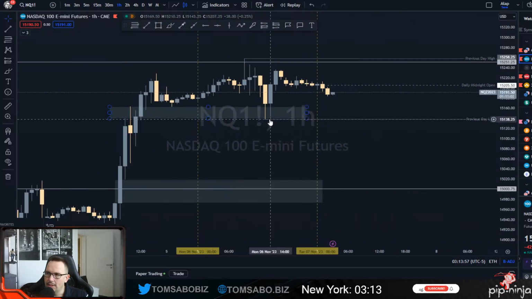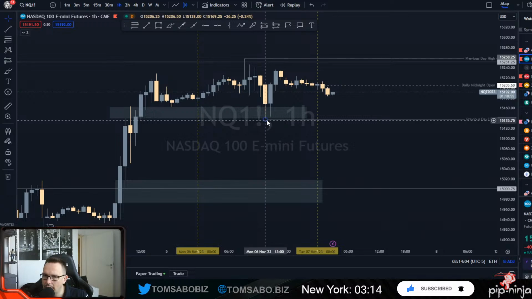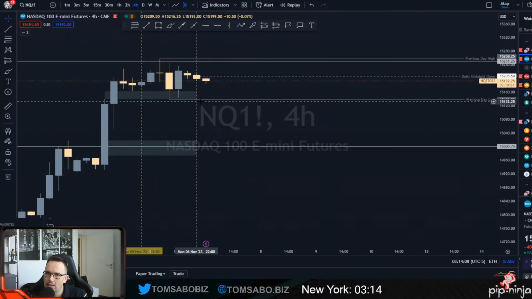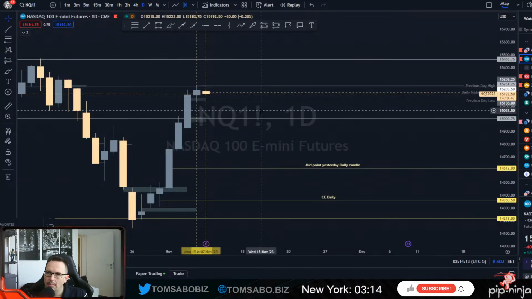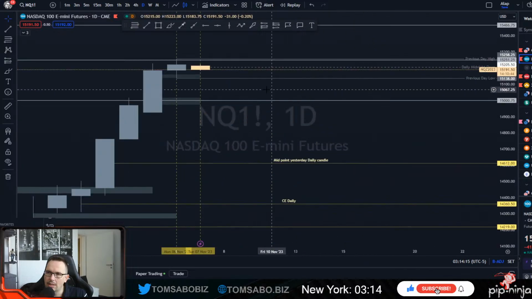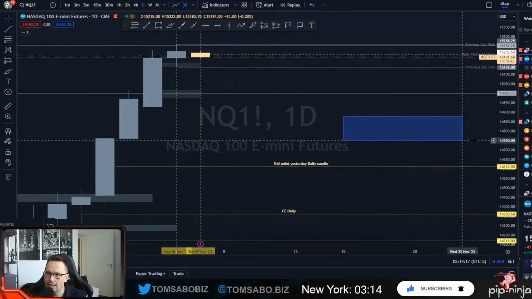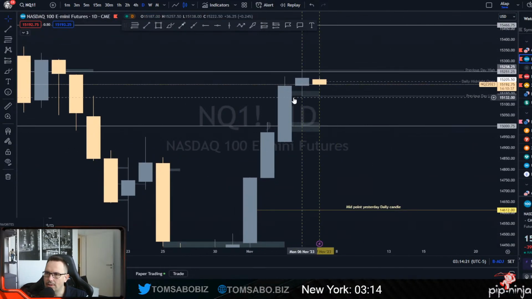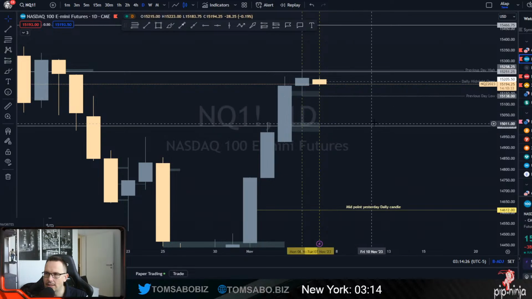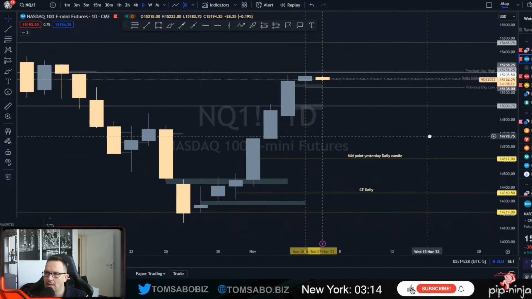We have a low from yesterday at 135. And what do we have? Well, 4 hour, okay, is fine. But yesterday's low, and this is the daily Nasdaq, sorry. So yesterday's low is also the beginning of a buy side imbalance, sell side inefficiency on NQ.